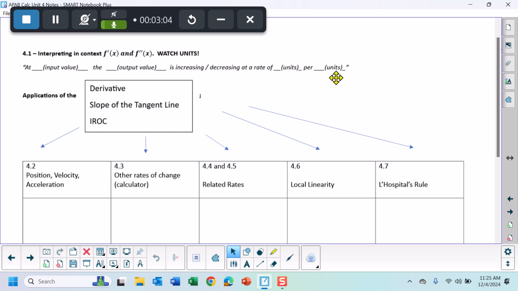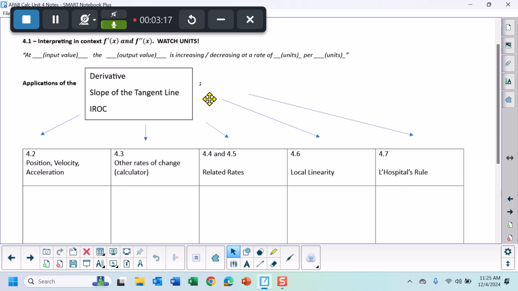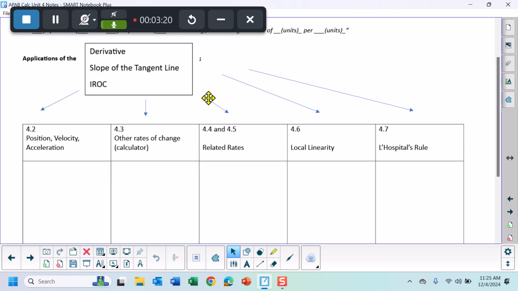So if you didn't take the time to tell me whether something was increasing or decreasing because of that positive and negative sense of that rate, you want to make sure that you definitely pay attention to that. So that was 4.1, talking about that.